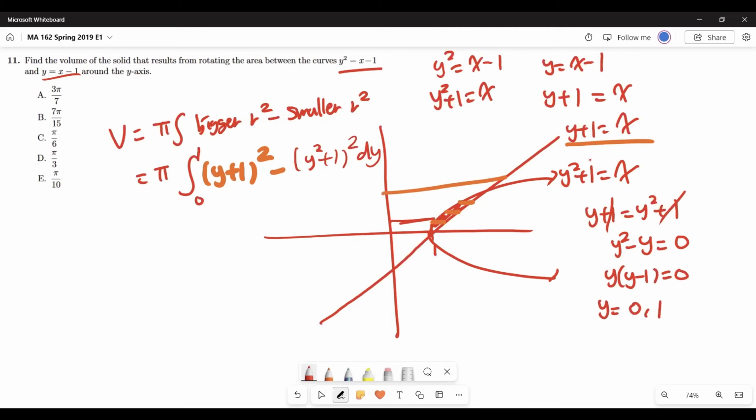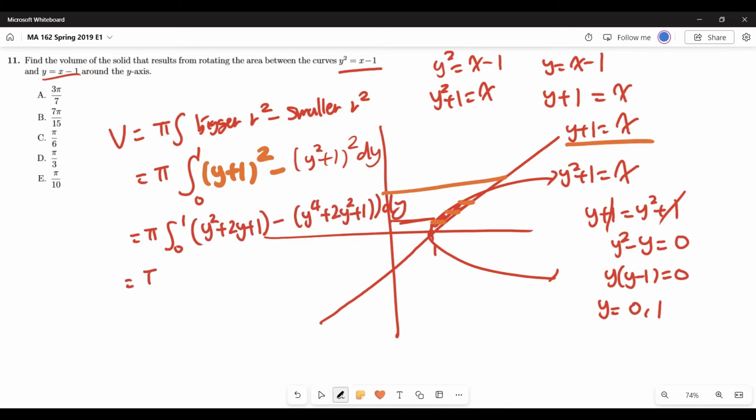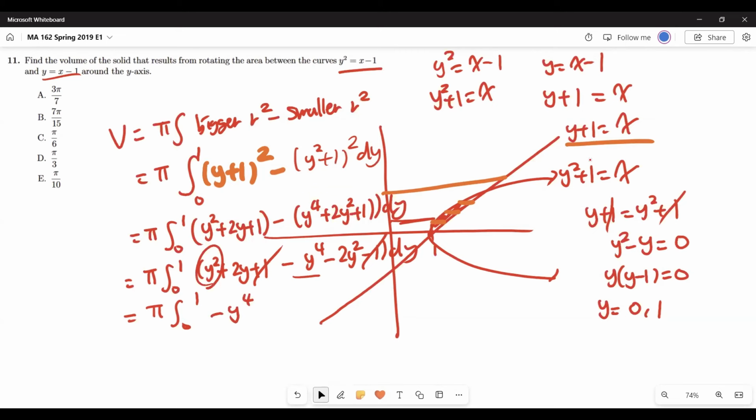So it's pi times the integral from 0 to 1 of y squared plus 2y plus 1 minus y to the fourth power plus 2y squared plus 1 dy. Distributing the negative, y squared plus 2y plus 1 minus y to the fourth power minus 2y squared minus 1 dy. The 1 and negative 1 cancel out. So pi times the integral from 0 to 1 of negative y to the fourth power, y squared and negative 2y squared combine as negative y squared, plus 2y dy.